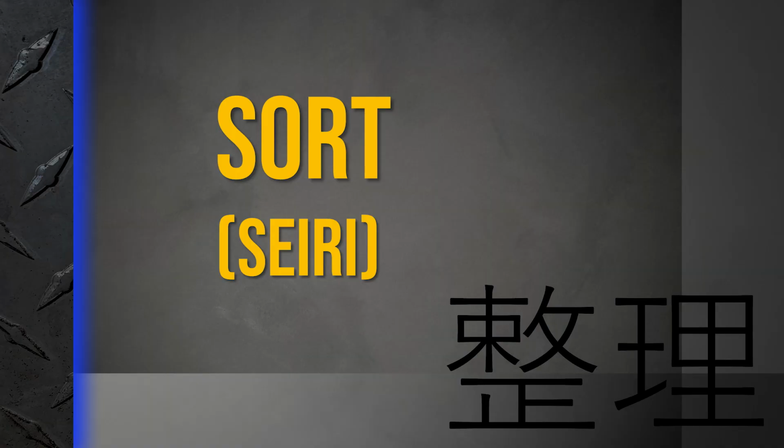Now, a quick note, Lean came out of Japan, out of Toyota to be specific, and it's kind of part of that family of methodologies that Six Sigma belongs to and so forth. So we're going to be talking about a few Japanese terms. The first is sort, or seiri.